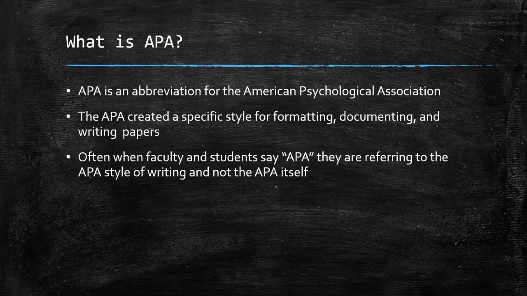You may be asking, what is APA? APA, technically, is an abbreviation for the American Psychological Association. However, how we use it most often here at Methodist College when we say APA is that we're referring to APA style. It's a writing style, it's a documentation style that was created by the American Psychological Association and is used in the health sciences. It was created for formatting and documenting and writing papers. So often when faculty and students say APA, we're not referring to the American Psychological Association, but we are referring to the APA style of writing.